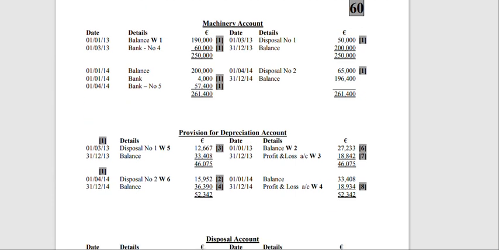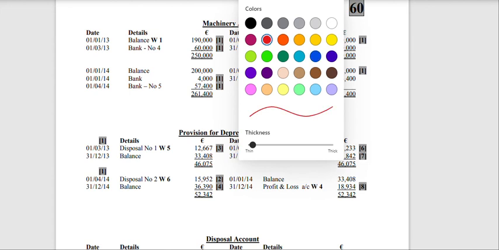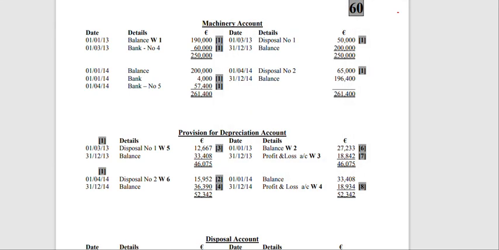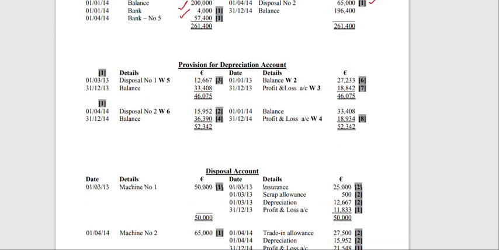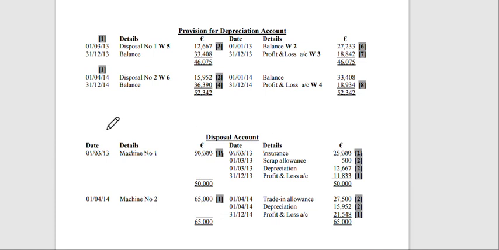So let's have a look at the answers. So you can see from the machinery account here, I'm going to change to red pen. We have this done. So there's 1 mark going for your opening balance, 1 mark for your disposal of number 1, 1 mark for purchasing number 4. Then there's 1 mark for disposal of number 2, 1 mark for the 4,000, and 1 mark for 57,400. The depreciation is where the real marks come from here. So you can see your dates are getting you 2 marks. You must have your dates correct.